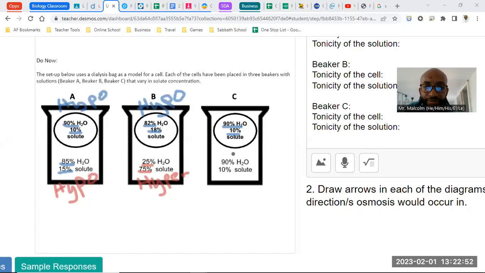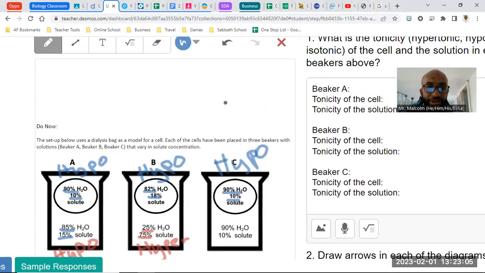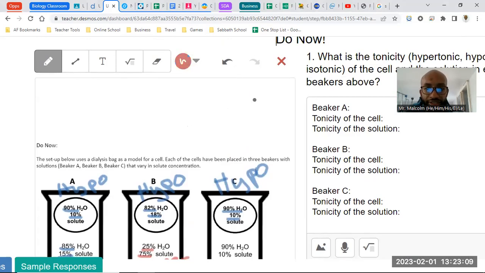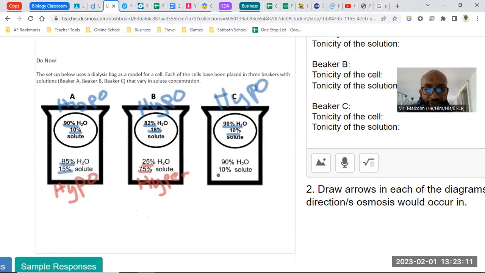All right, so we took a look here and we saw that the solute is less than the water. So therefore, this must be hypo because we have more water. And when we look at the outside, we see that we still have more water than solute. So this must also be hypo.